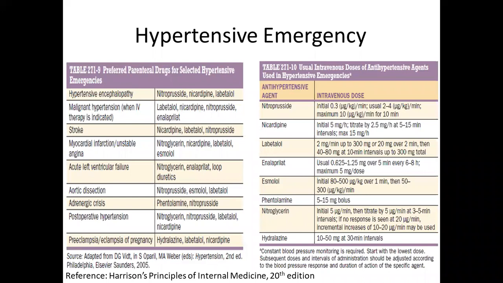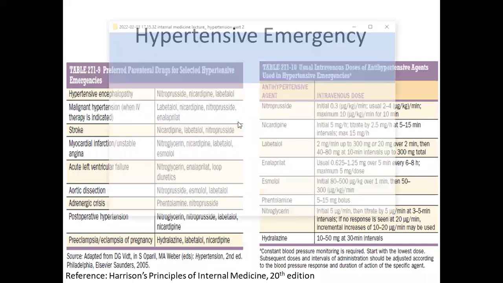Like if the patient has hypertensive encephalopathy, nitroprusside, nicardipine, or labetalol is preferred. Similarly, in aortic dissection, beta blockers like esmolol and labetalol are preferred. As well as in preeclampsia or eclampsia of pregnancy, usually you have to use either hydralazine, labetalol, or nicardipine. So you should know some injectable agents also.